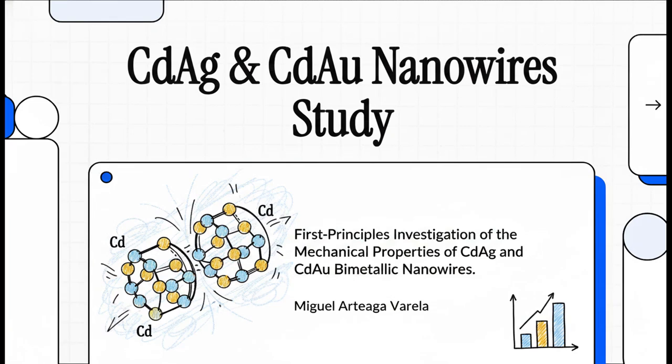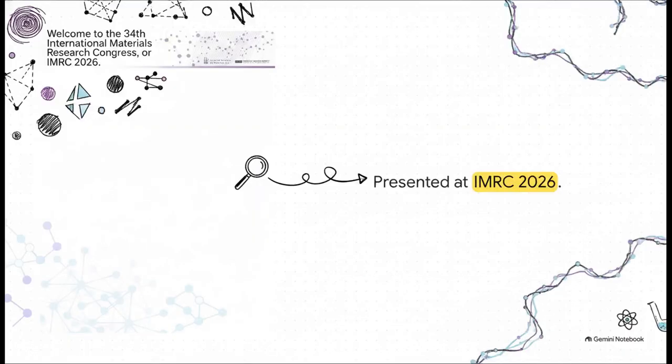Today we're diving into a really fantastic theoretical study by Miguel Arteaga Varela. It's titled First Principles Investigation of the Mechanical Properties of CdAg and CdAu Bimetallic Nanowires. This research was presented at the 34th International Materials Research Congress, that's IMRC 2026, and it gives us a highly targeted professional look at bimetallic systems and what these complex nanoscale structures can actually do.